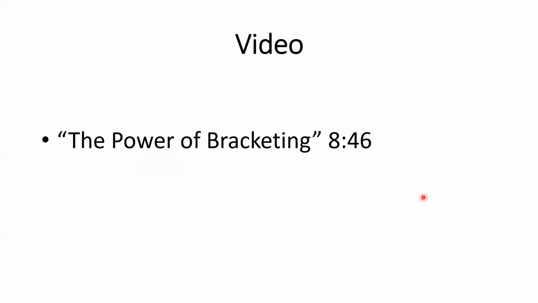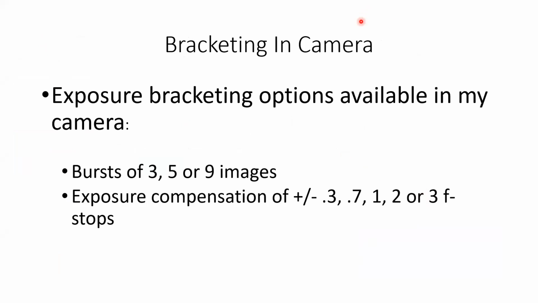Okay. In my camera, there's a lot of automatic bracketing options. You could do bursts of 3, 5, or 9 images. You could do plus or minus 0.3 f-stops, 0.7, 1 f-stop, 2 f-stops, 3 f-stops. I can't imagine why you would want to take a 3 f-stop variance and take 9 things. That would be 27 stops over and under, pure white to pure black.